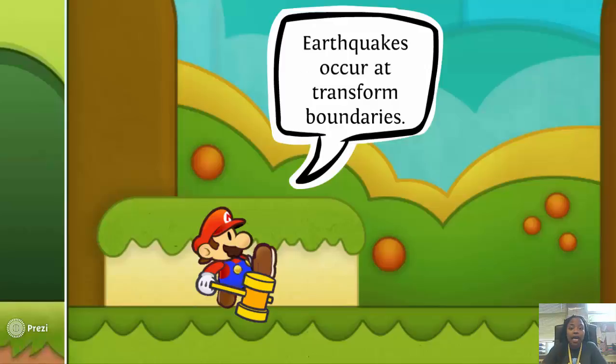Our first boundary was a convergent boundary. Remember, convergent boundaries occur when two plates push into one another and a mountain is formed. Our second boundary was a divergent boundary. Remember, divergent boundaries happen when two plates pull apart and a volcano is formed. Our last boundary was a transform boundary. Remember, transform boundaries happen when two plates slide past each other and then we get an earthquake.